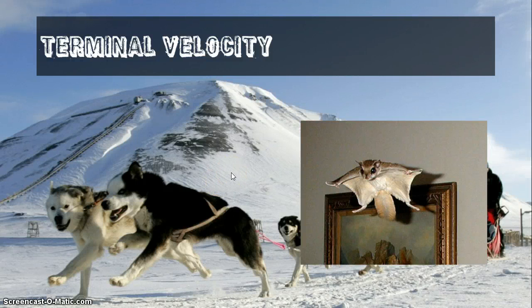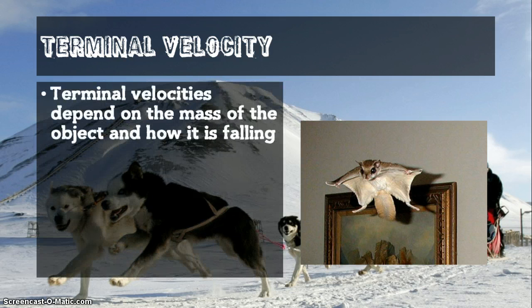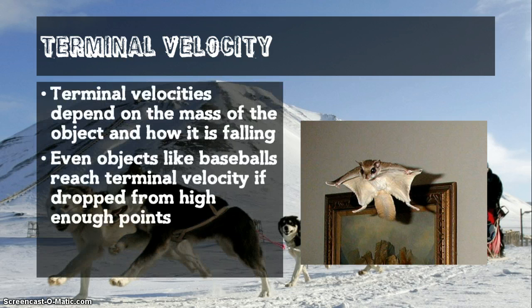All right, so continuing our discussion on chapter 5, remember terminal velocity occurs when the upward force is equal to the weight of that object. Thus, as this flying squirrel over here, he's going to fall at constant velocity but not accelerating. So that's what it means to be at terminal velocity, when that upward force of the air equals the weight downward. Terminal velocities depend on how massive the object is and also how it's falling, the shape of it.